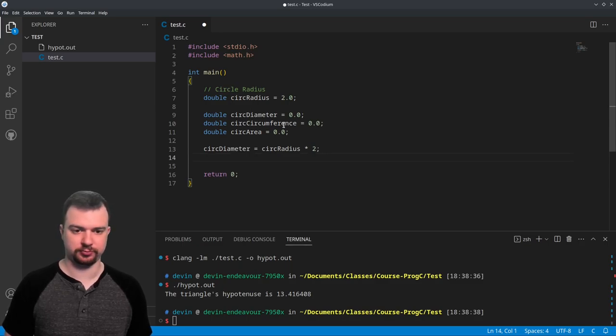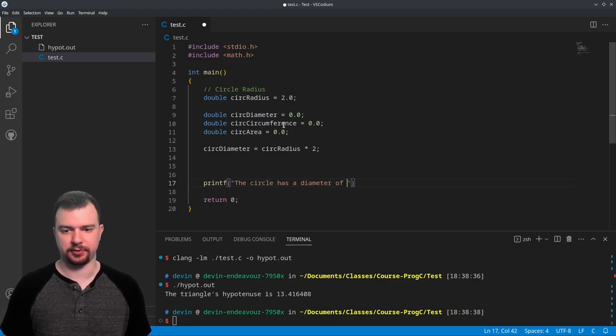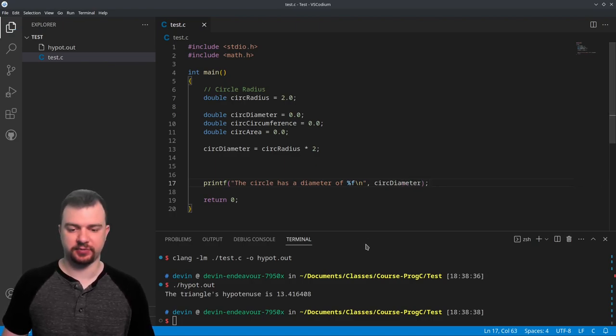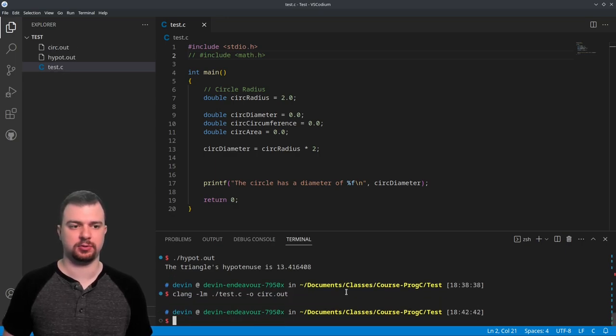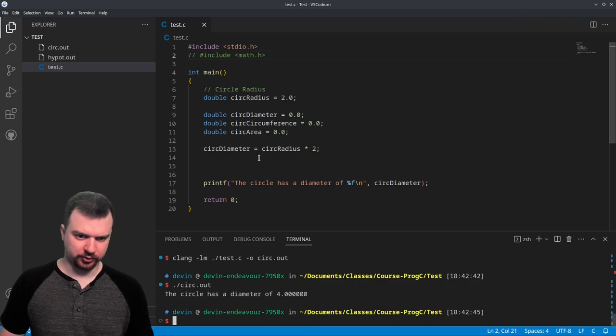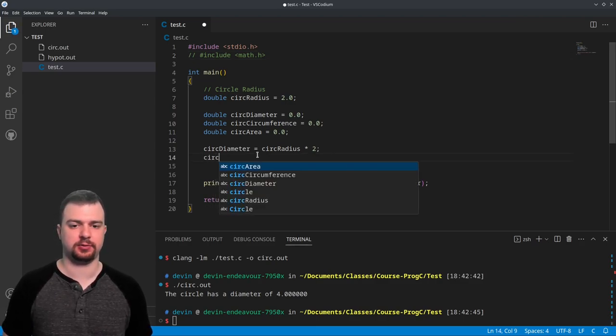And if I were to do this: the circle has a diameter of %f, \n. This gives us a 4. So technically, we don't need this right now. I'm going to name this one. And the diameter is 4. So that's good. But we need a little bit more here, so we want the circumference next, right?